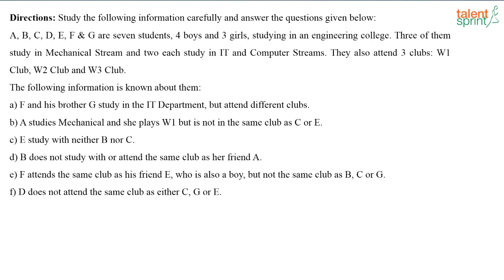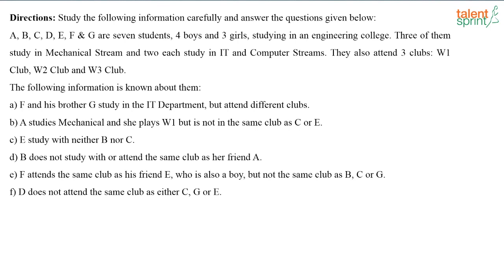So they are talking about 7 friends. There are 4 boys and 3 girls studying in an engineering college. 3 of them are in mechanical stream, 2 study in IT and computer science each, and they attend 3 different clubs, W1, W2 and W3. So based on the following information, you have to answer the questions that follow.